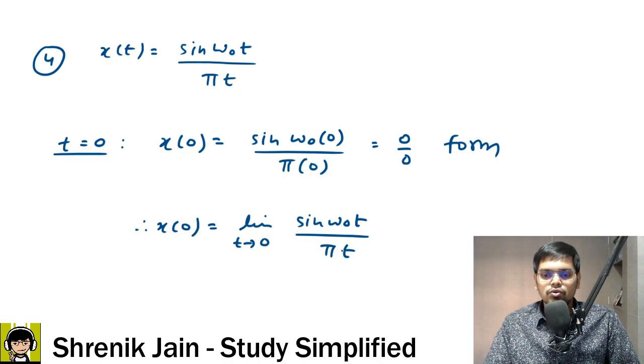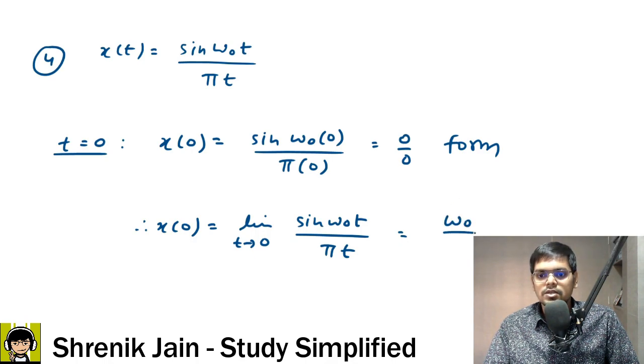Now, one way is to use L'Hopital. The other way is to say that when t tends to 0, sine of omega naught t behaves as omega naught t, and then you can do the t cancellation. Omega naught by pi would be the answer. The other way is to use L'Hopital and do the calculation. Anyhow, the answer is omega naught by pi. Both the methods I have told you.